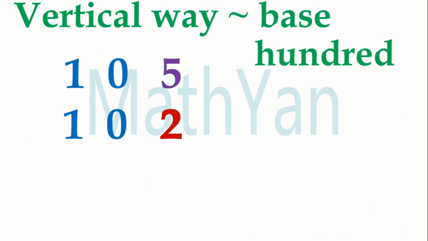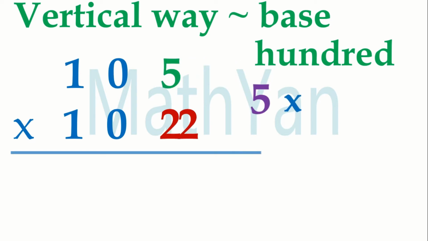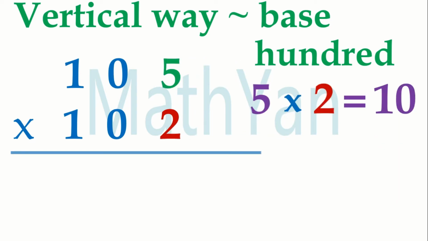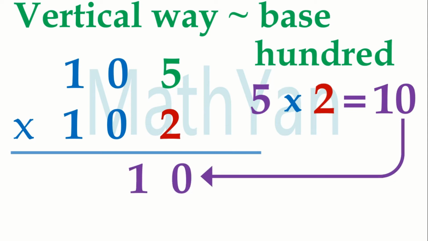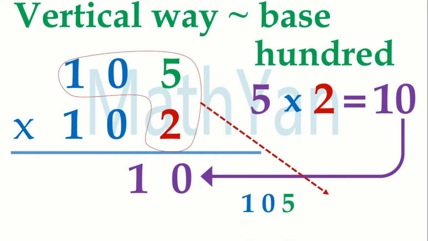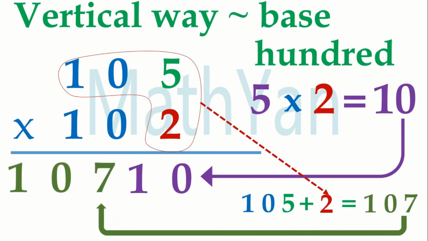Okay, one more. 105 times 102. So same, 5 put here times 2 equals 10. So it's 2 digits, so just nice, 10 there without adding any number in front. Okay, so this one, 105 plus 2 is 107. 107 here. So it's 10710.